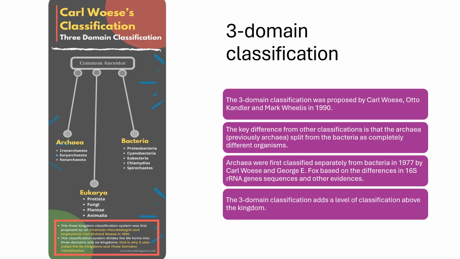But here there is additionally not just the kingdoms. Kingdoms come under these three domains, and domains are a level above the kingdoms. So these are somewhere close to what you can call super kingdoms, under which various kingdoms come. So three domains of life. This is how Carl Woese designed his classification.